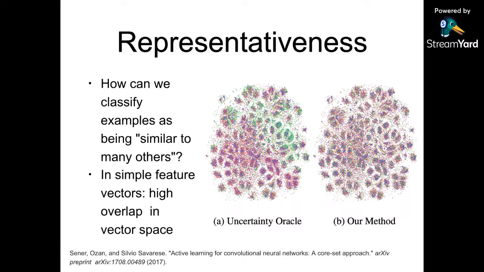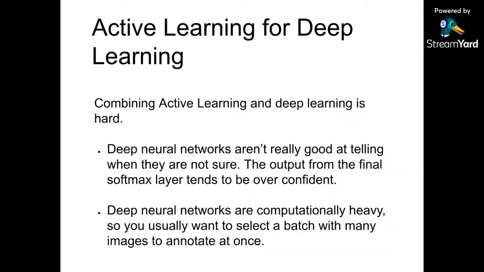We talked about uncertainty. Now let's cover representativeness or diversity. How can we classify examples as being similar to many others? In simple feature vectors, there is high overlap in vectors. If we only choose uncertain samples, where the model is confusing, the model is choosing samples which are hard enough, but not covering everywhere in our domain. So this approach is called the core set approach.